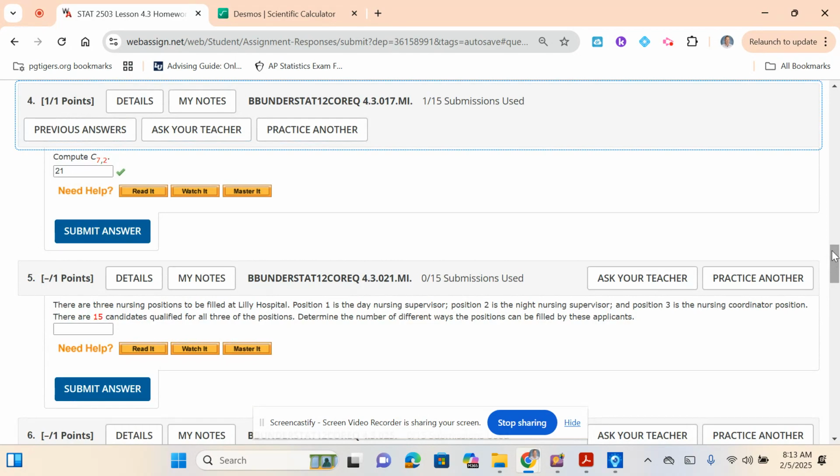Position 2 is a night nursing supervisor. Position 3 is a nursing coordinator position. There's 15 candidates for all 3 positions. Determine the different ways they can be filled.